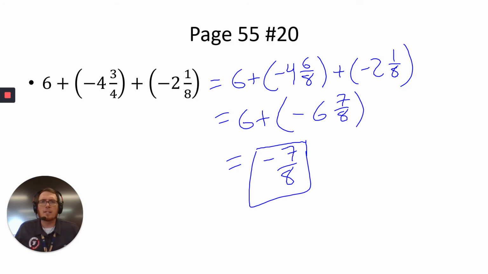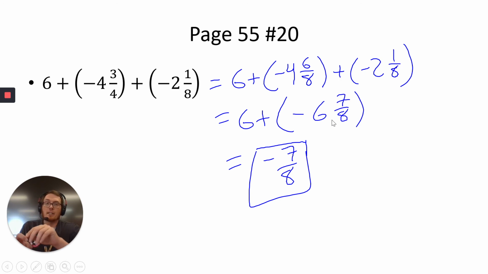This question correlates to page 55, number 20. It's actually one of your homework questions, but I thought it might be a good idea to at least talk about one. This has more than two numbers that you're looking at, so 6 plus negative 4 3/4 plus negative 2 1/8. I'm going to choose to add the last two numbers first because they're both negative. So I find a common denominator of 6/8 and 1/8, and I combine those together. 4 and 2 is 6, and then 1 and 6 is 7/8.